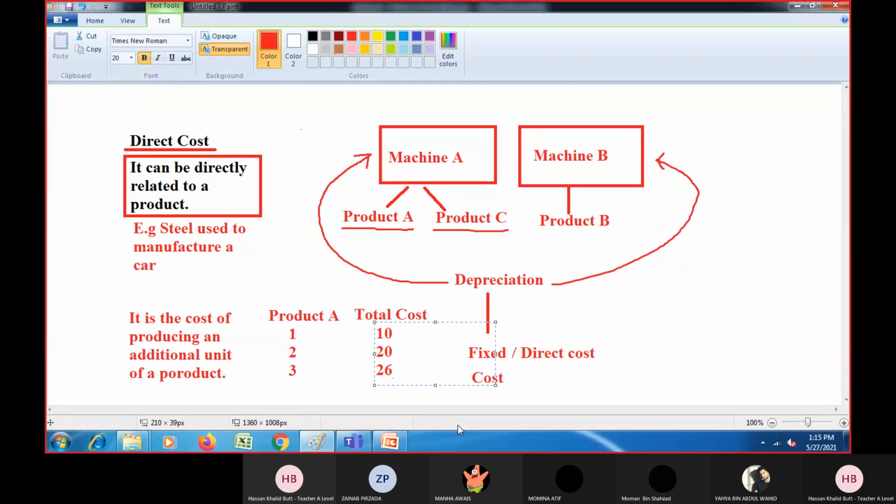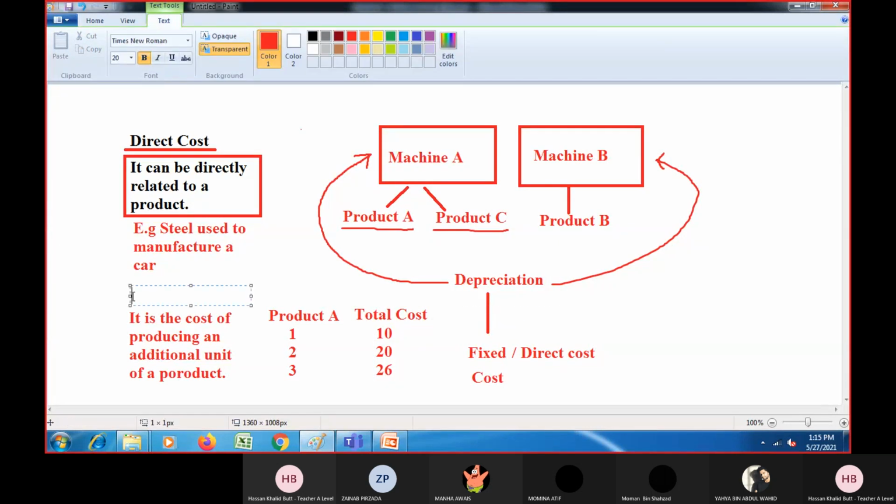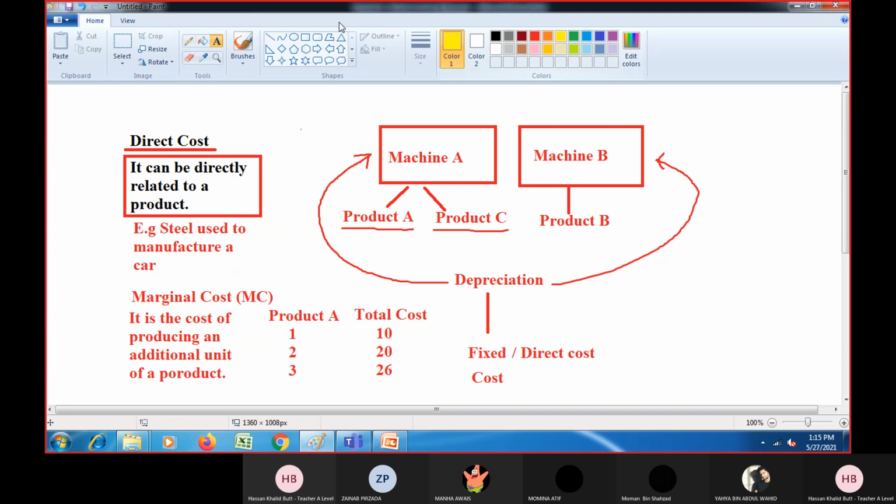Okay. Now we need to find out the marginal cost. How can we find it out? Let me just write here that this is the definition of marginal cost, right? And we can call it MC. MC stands for marginal cost, right?